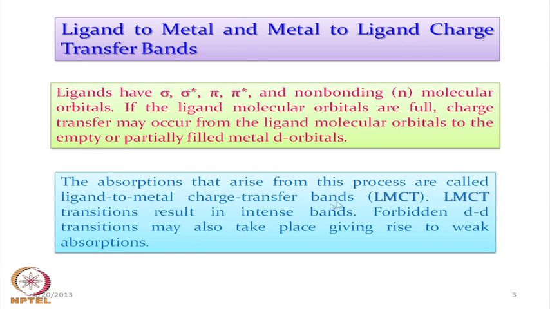that means ligand to metal charge transfer is taking place, and we will be getting the corresponding bands as LMCT bands. And LMCT transitions result in intense bands, since the probability is very high for these transitions compared to the forbidden d-d transitions, and the forbidden d-d transition may also take place, giving rise to weak absorptions. At the same time, under the envelope of this LMCT band, sometimes we also find the d-d transitions, which lie within the corresponding charge transfer band.